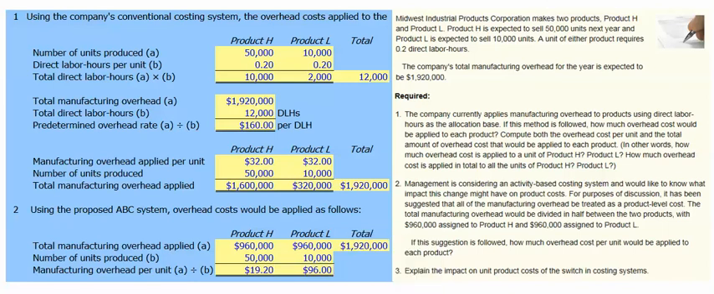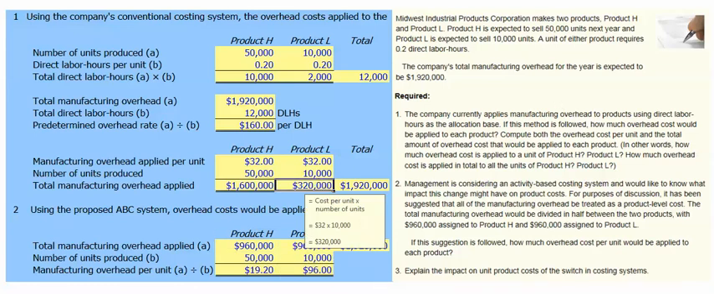Requirement 3 asks us to explain the impact on unit product cost of the switch in our costing systems. Under our old method of allocating overhead, which was based on direct labor hours, Product H was allocated most of the overhead cost, and this was simply because Product H incurred most of the direct labor hours. In fact, we can see Product H incurred 5 times as many direct labor hours and was allocated 5 times as much of the manufacturing overhead cost. If, on the other hand, we split the overhead equally between the two products, we treated it as a product cost, we can see a shift in overhead costs, $1.6 million for the high volume product to $960,000. We've shifted overhead costs from our high volume product to our low volume product.